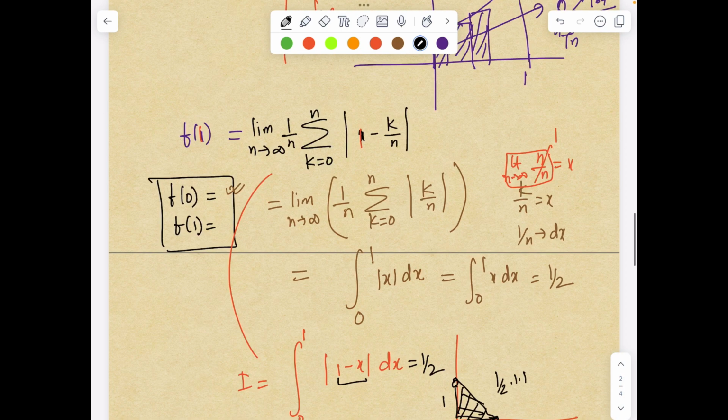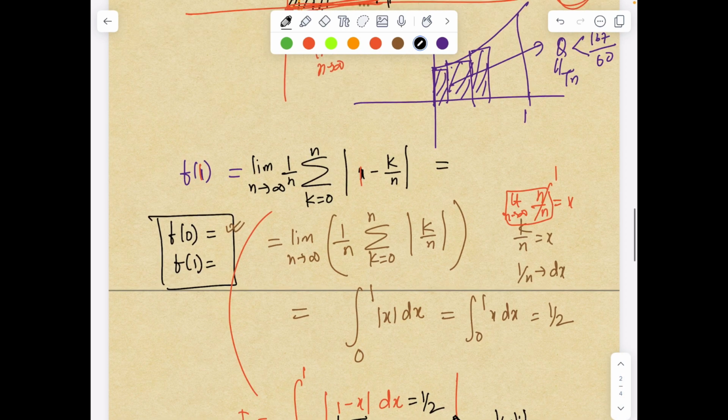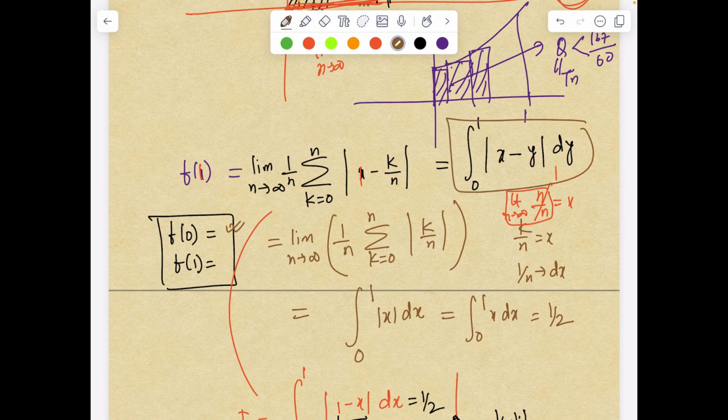In general, if you want to do this question, because it's a function of x, it will be integration 0 to 1 of mod x minus y dy. And now how to open this? That depends on the value of y. Right? So we have interval 0 to 1.